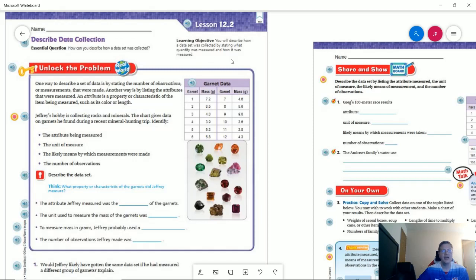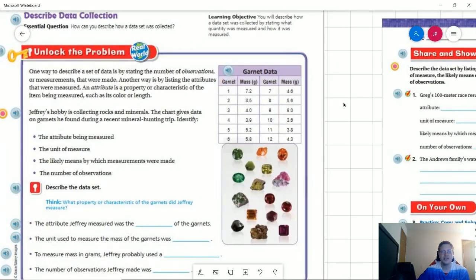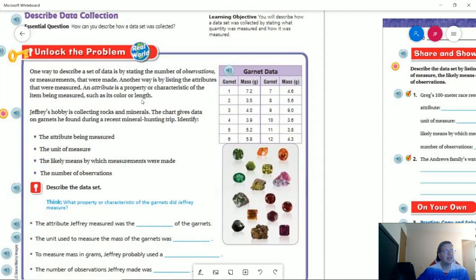So in our previous lesson, we were working with asking statistical questions based on sets of data. And so we are taking the set of data and either gathering it or figuring out how we are going to talk about it. So for instance, for the unlock the problem, we can describe a set of data by stating the number of observations or measurements that were made. Another way would be by listing the attributes, which is a property or characteristic, such as the color or length.